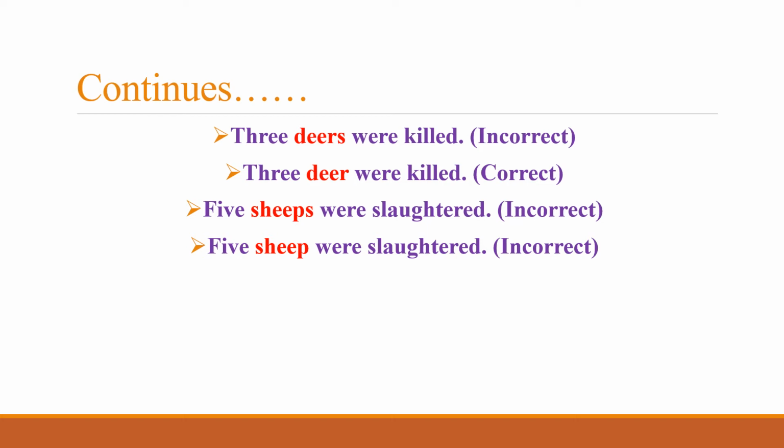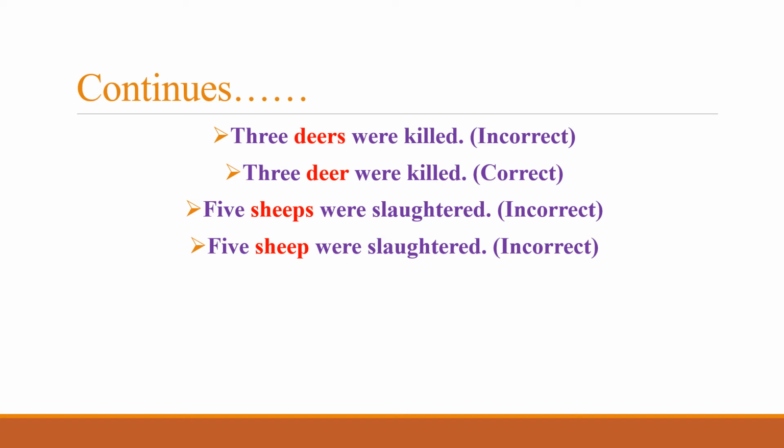Similarly, we can see: 5 sheeps were slaughtered. Again, s has been added to sheep to make it plural, but grammatically adding s to sheep is incorrect, because in both cases, whether singular or plural, no s will be added. Its construction is the same, sheep, whether singular or plural. Sheeps is the mistake in this sentence because of adding s to it.